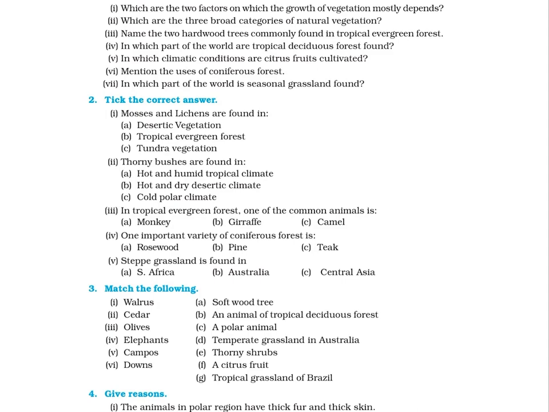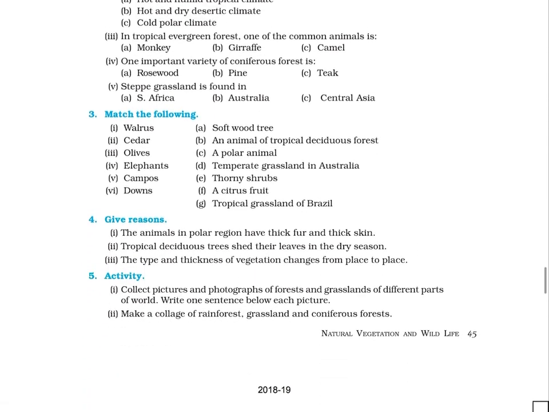3. Match the following. 1. Walrus, 2. Cedar, 3. Olives, 4. Elephants, 5. Camp horse, 6. Downs. Your options are A. Softwood tree, B. An animal of tropical deciduous forest, C. A polar animal, D. Temperate grassland in Australia, E. Thorny shrubs, F. A citrus fruit, G. Tropical grassland of Brazil.